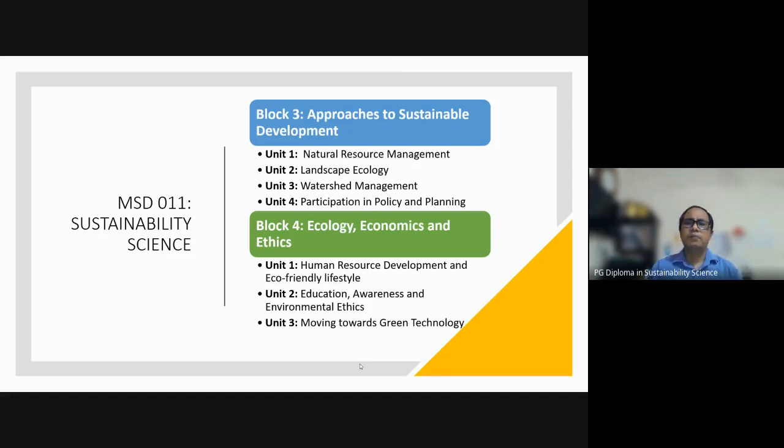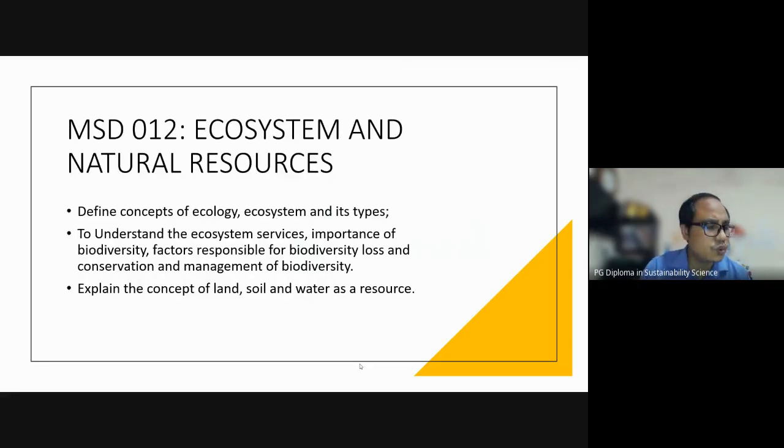And block 4 talks about how to develop human resources, how to make ourselves aware. Here it talks about the behavioral approach, right? How to change our behavior for an eco-friendly lifestyle, how education and awareness should be used as a tool to achieve sustainable development, and the way towards green technology. Then the other block will talk about ecosystems and natural resources, the basic foundation of ecosystems and natural resources.